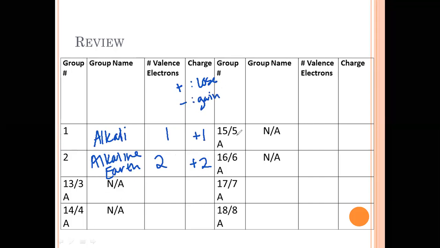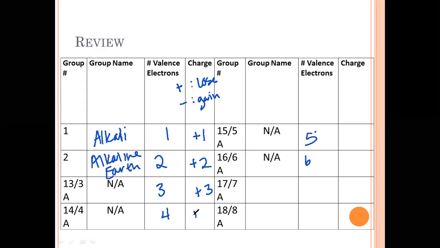Okay, 13, 14, 15, 16, we don't need to worry about names of. So we'll just do valence electrons and they just go in a pattern. 4, 5, 6. Okay, so the charge will be +3. So if you have 1, 2, 3 valence electrons, you would lose them in order to get a full octet. If you have 4, that's where things change. You can lose or gain. So it's positive or negative 4.